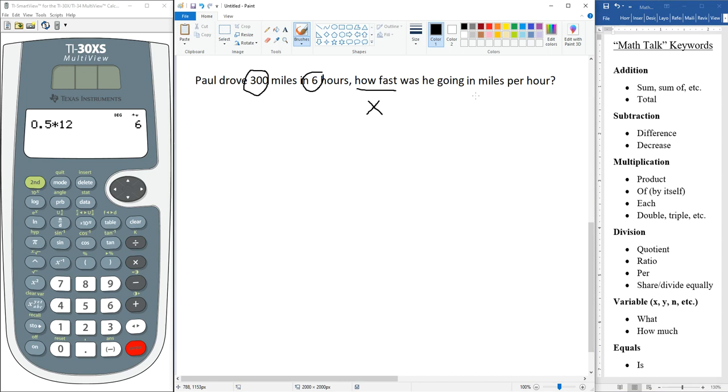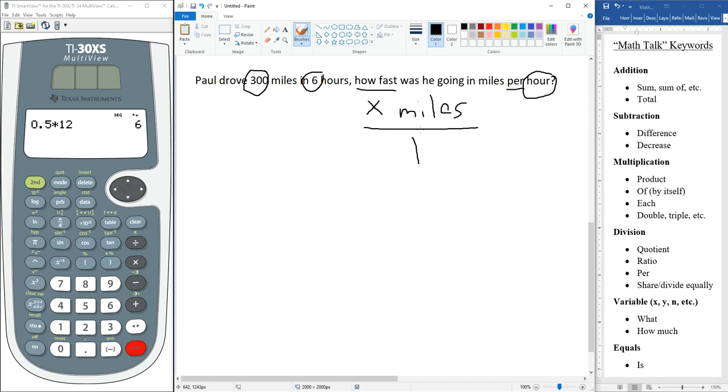Now, x miles per hour, right? X miles per hour. Well, what does per mean? Well, per means division, okay? We can see that right there. So, miles per hour. How many hours? 1 hour, okay? So, x miles in 1 hour.